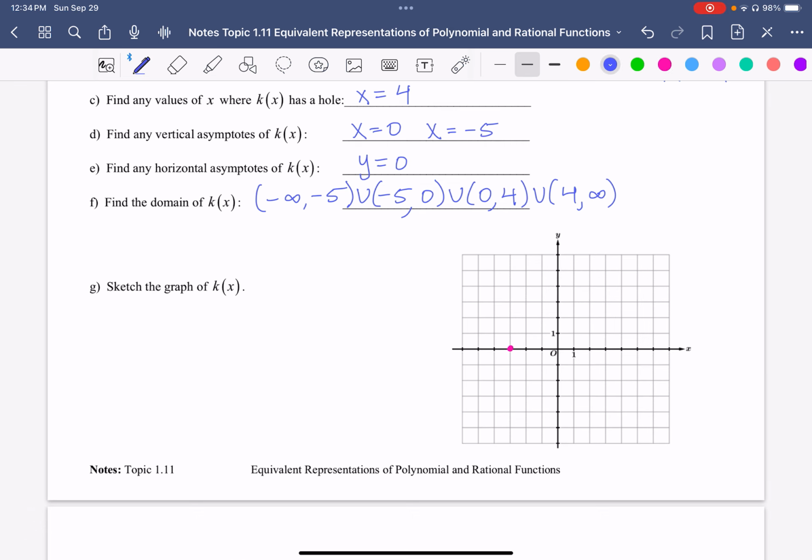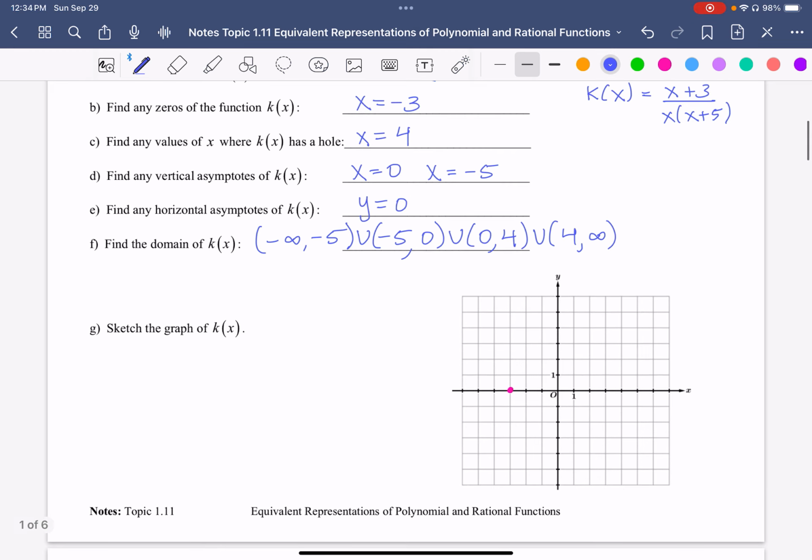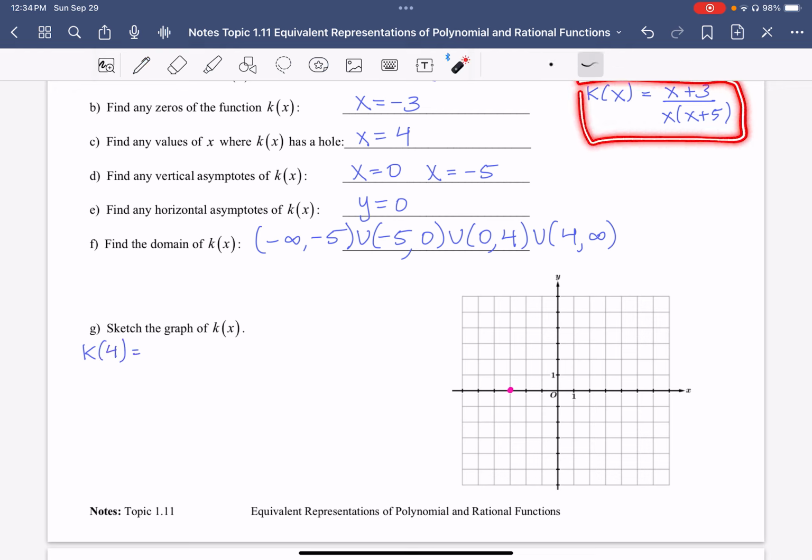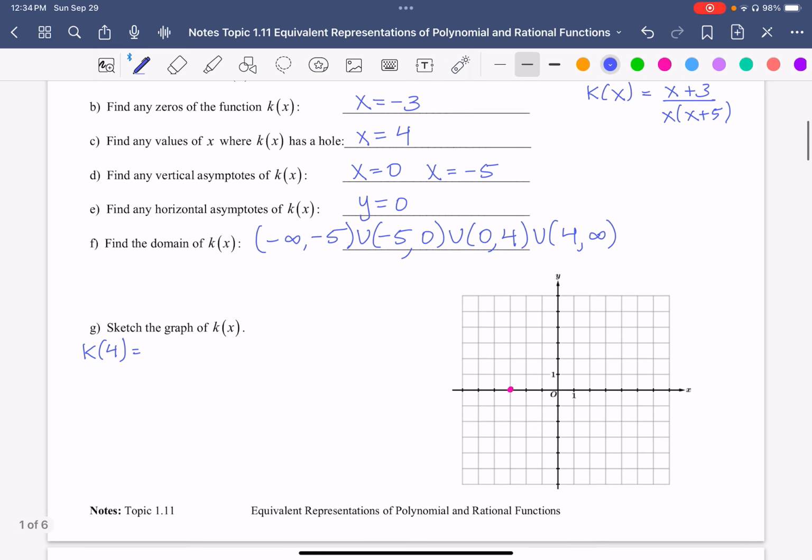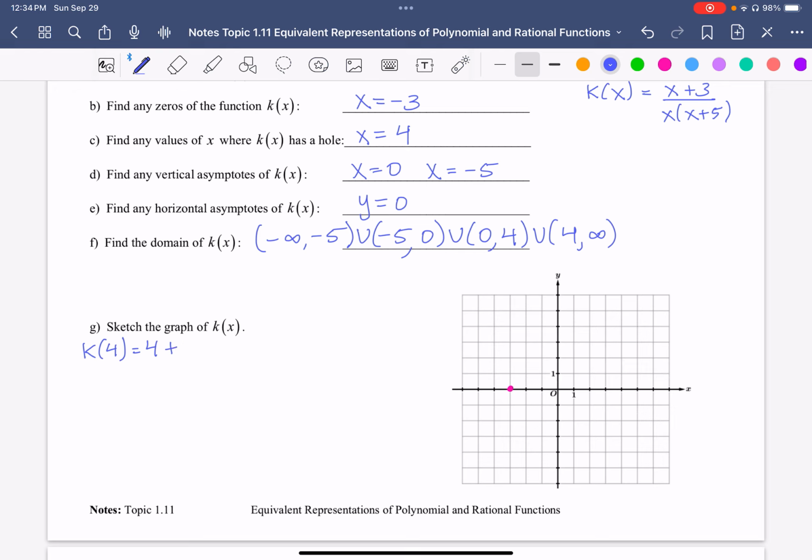I cannot pinpoint the location of the hole without having the y coordinate. So what I can do is find k of 4. You plug that into your most simplified factored form, which is this one here. So I'm going to have 4 plus 3 divided by 4 times 4 plus 5. That gives me 7 over 4 times 9, which is 7 divided by 36.